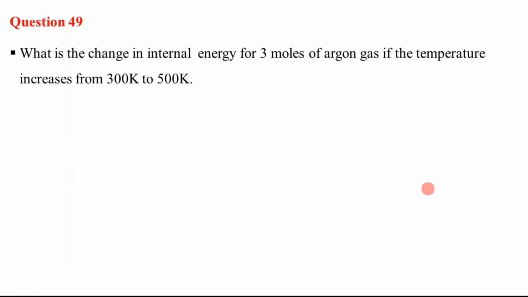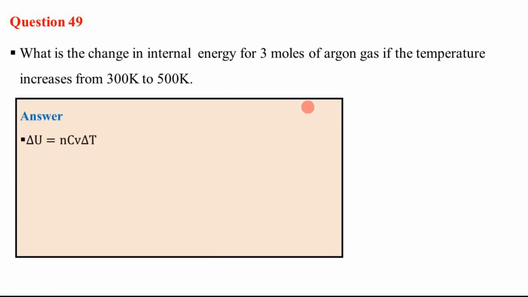Question 49. Question 49 is asking what is the change in internal energy for 3 moles of argon gas if the temperature increases from this one. Here they are asking the internal energy, and we know the formula to calculate it. The change in internal energy is equal to nCvΔT. Then here what do we have? We have 3 moles. We have the change in temperature because they are saying the temperature increased from 300 Kelvin to 500 Kelvin. That means here you can get the change in temperature.